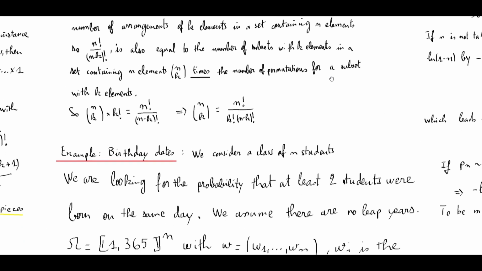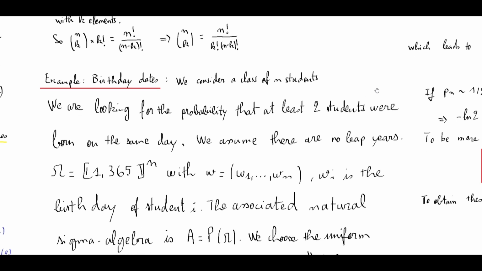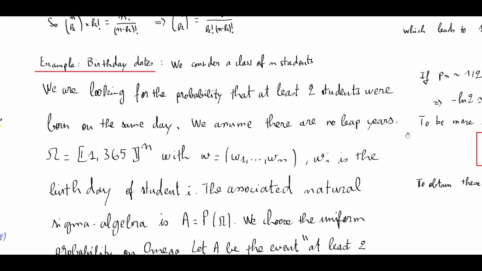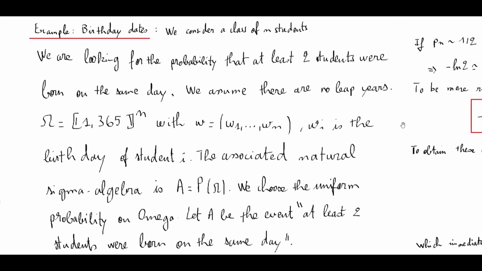Example: birthday dates. We consider a class of n students. We are looking for the probability that at least 2 students were born on the same day. We assume there are no leap years. Ω, our universe, is equal to {1..365}^n, with ω equals (ω1, up to ωn). ωi is the birthday of student i.